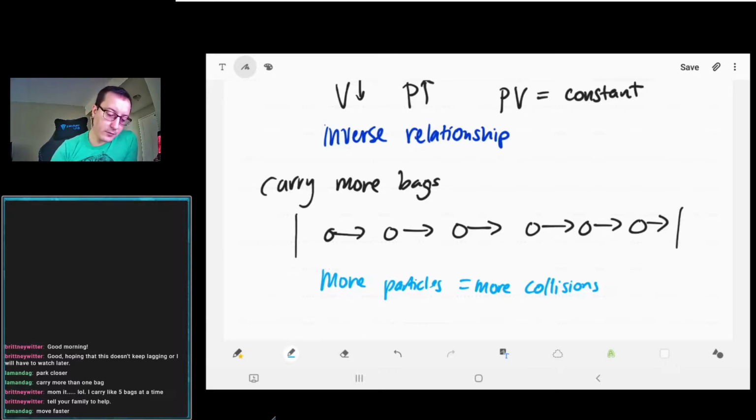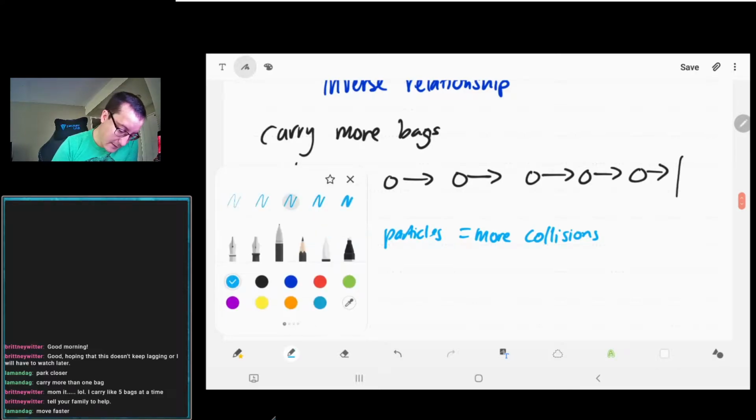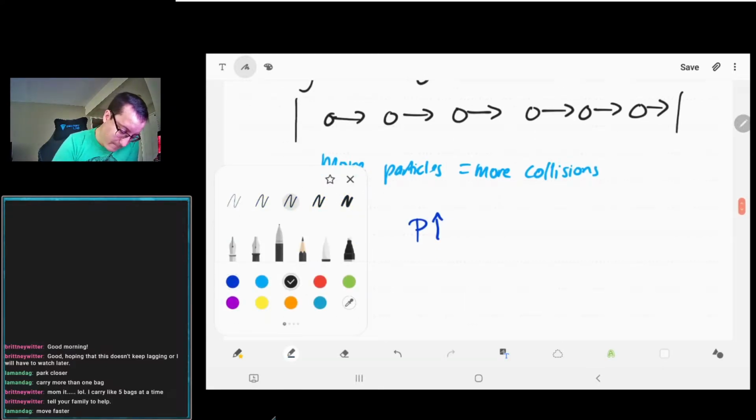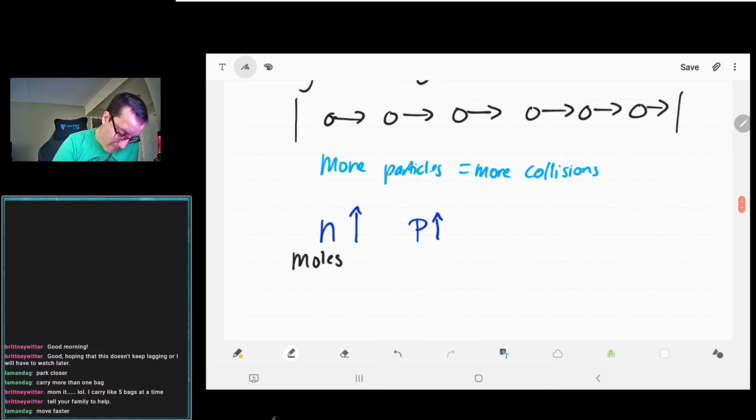So this tells us that as N goes up, N is moles, I'll write that in a sec, pressure also goes up. Or conversely, if we take particles out, we'll have a lower pressure. So the more stuff we have in there, the more pressure we have.